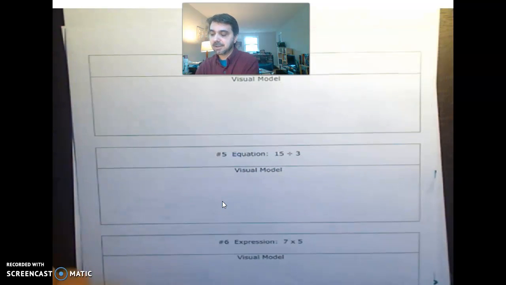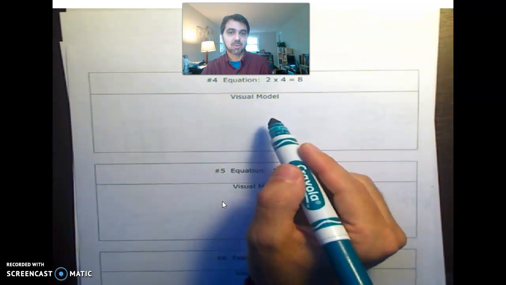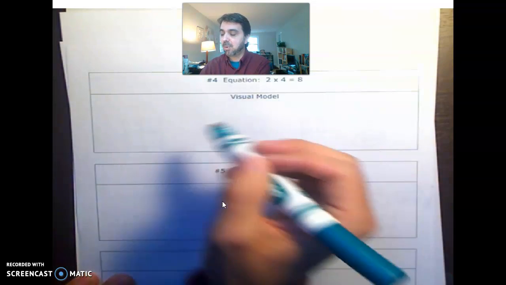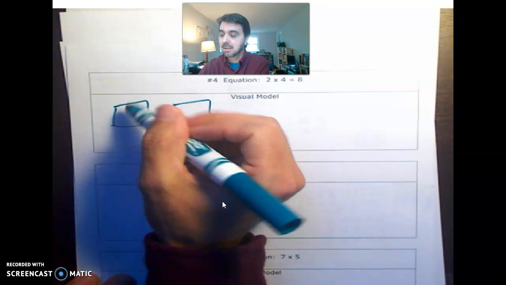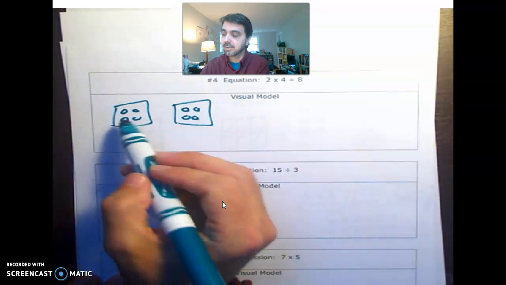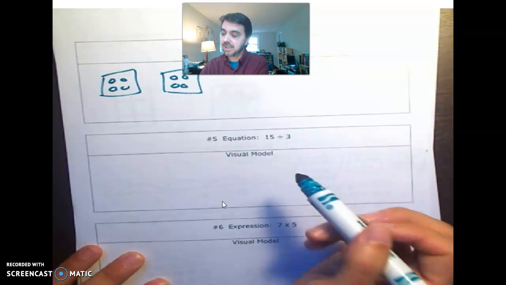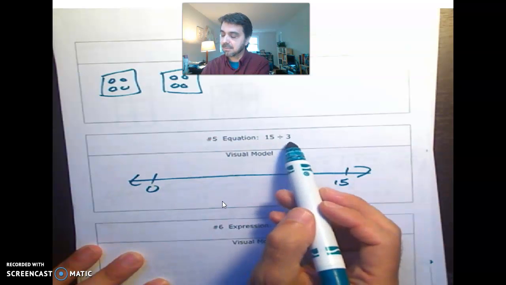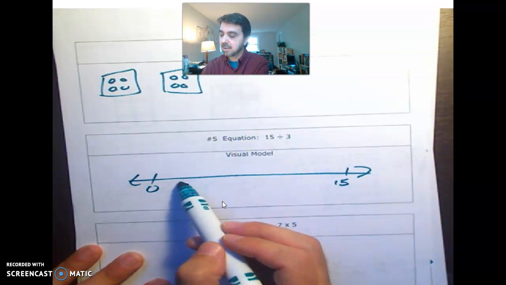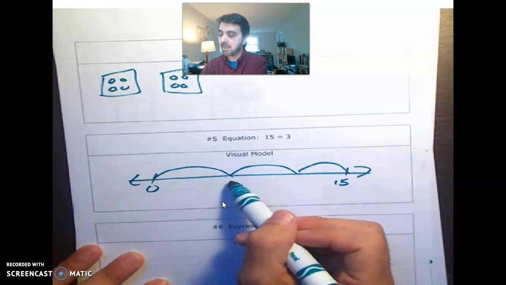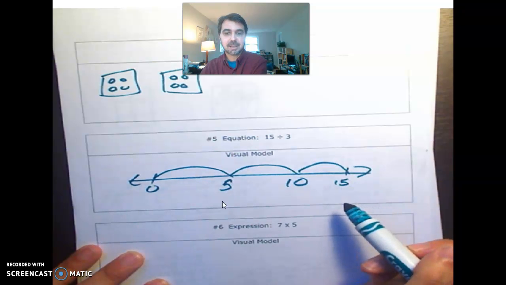There were some problems over here. Remember, just one visual model. If you're good at arrays, then use that. If you're good at number lines, then I would use that. So 2 groups of 4, you might have just done it like this. Let's see, I'll just put circles in. All right, so you've got 2 groups of 4. 15 divided by 3, for that one I'll do a number line. Maybe you did that. If it's divided into 3, it could either be groups of 3 or 3 hops. I'll do 3 hops. So I did 3 hops.